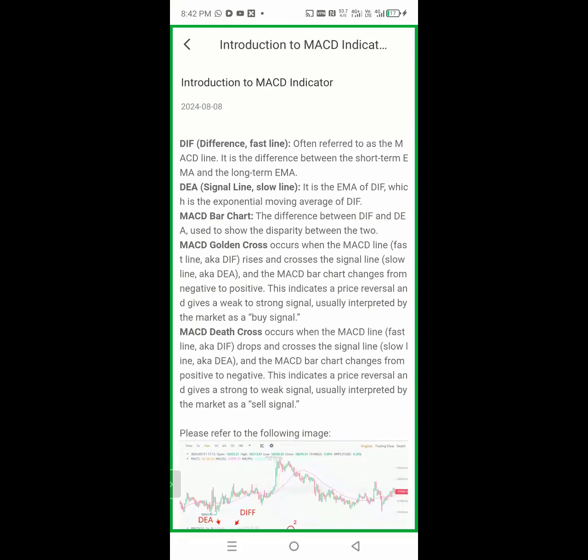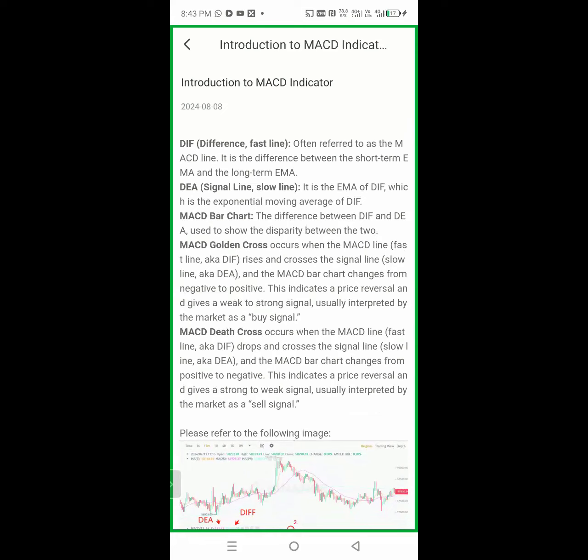Then number 2 is the death cross, the MACD death cross. Anytime you see a death cross, it means that the MACD line, that is the fast line, the yellow line, is coming from up, is falling, and is crossing the signal line down.